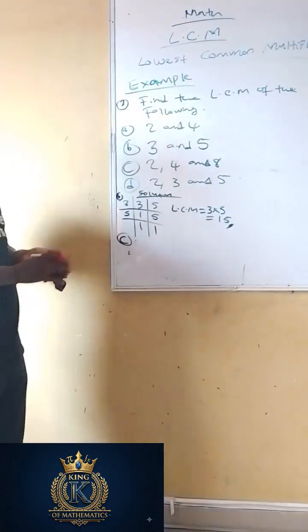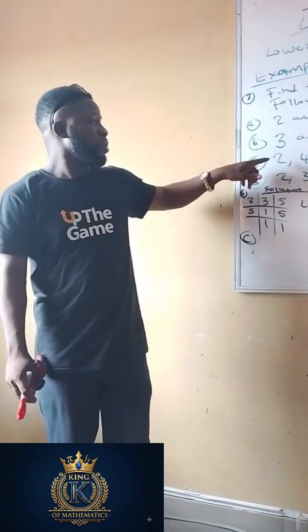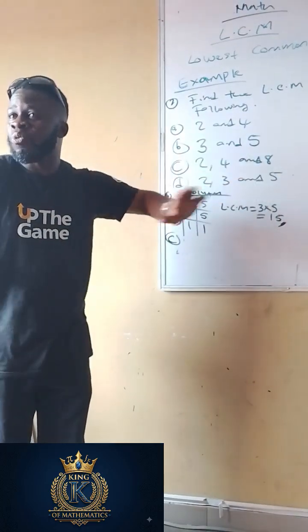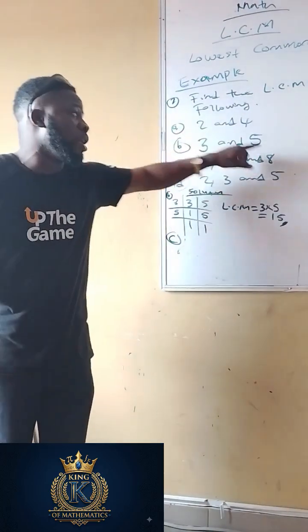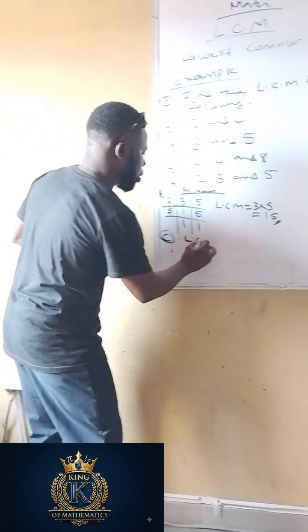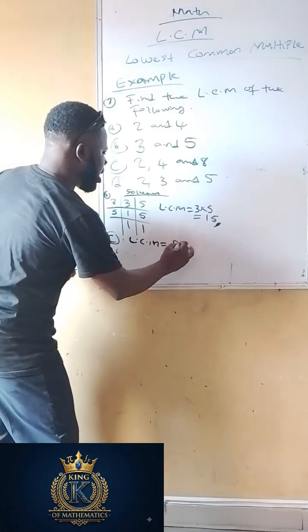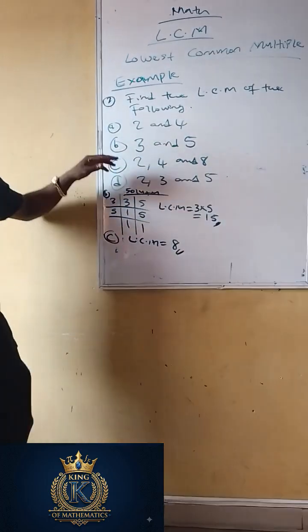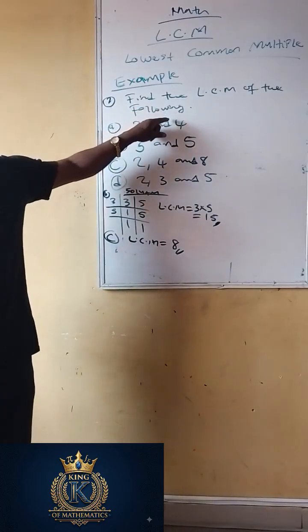Like I said in the former one, without me solving anything, I will check this. 2 can go in 4. 4 can go in 8. Because 2 can go in 8 and 4 can go in 8, my LCM without solving is 8. Like I said, the LCM is the bigger number.